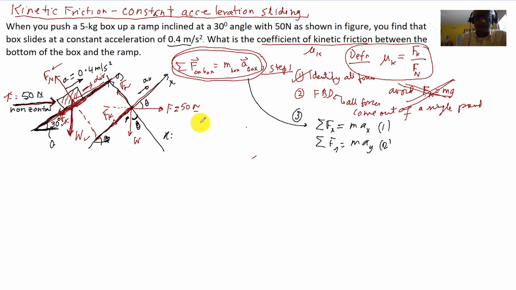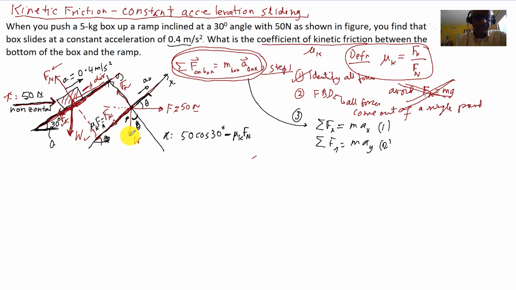So let's write down the a x equation. Let's start with this guy. This will be F cosine, his projection is positive, so it's going to be 50 cosine 30 degrees. And then this is 0. This one has all x. So now I'm going to say mu sub k Fn. I'm just going to write this as mu sub k Fn.